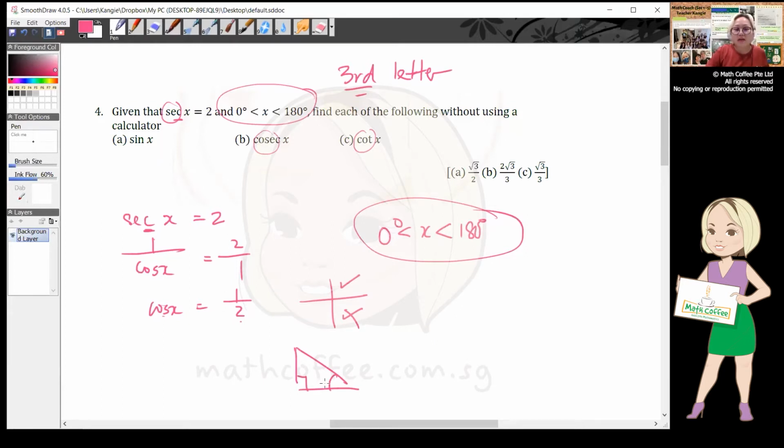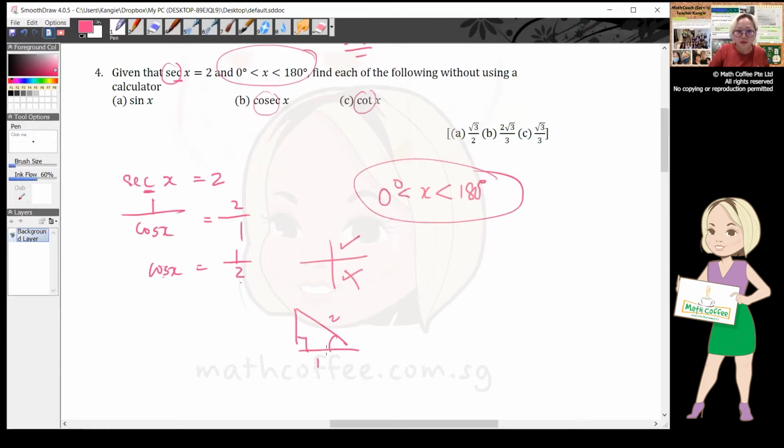So cosine x is half, 1 over 2. So 1, 2. Then after that, Pythagoras theorem. So 2 squared minus 1 squared, it will be 4 minus 1, square root 3. So this one is square root 3. Okay, so it means that my sine x will be square root 3 over 2. And because it's the first quadrant, I don't have to bother to put negative because all is positive.